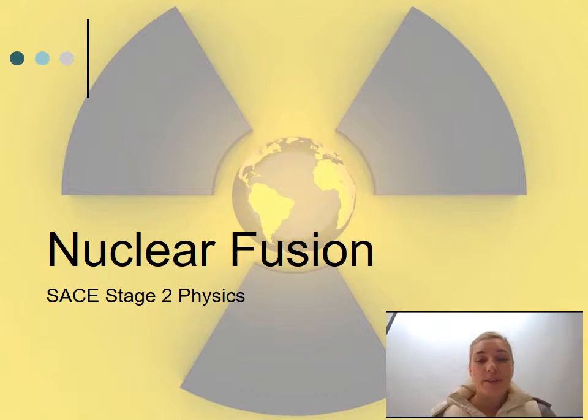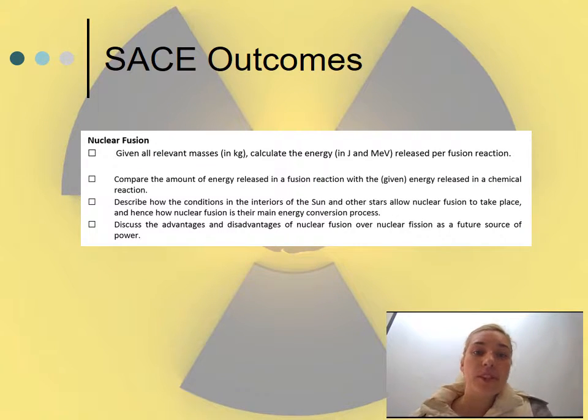Hi everyone, so to finish off our topic today we're going to be looking at nuclear fusion. So the outcomes that we have related to fusion are being able to calculate the energy released per fusion reaction. We also need to compare that amount of energy to a standard chemical reaction and also relate this to the sun and explain some advantages and disadvantages of nuclear fusion over nuclear fission as a future power source.